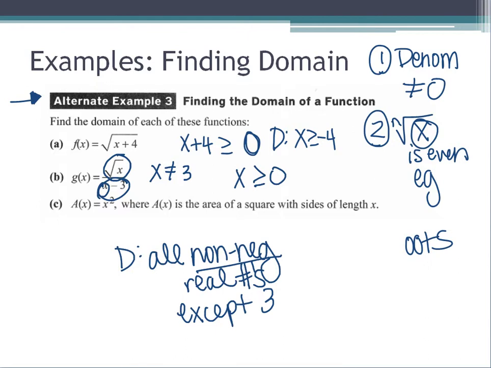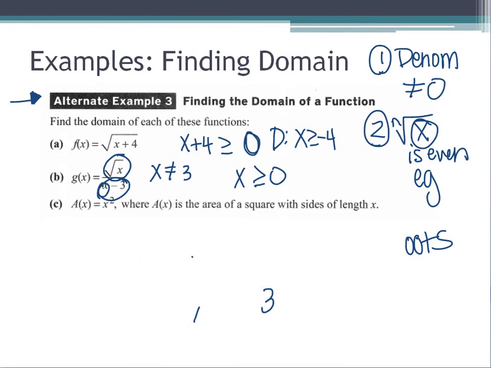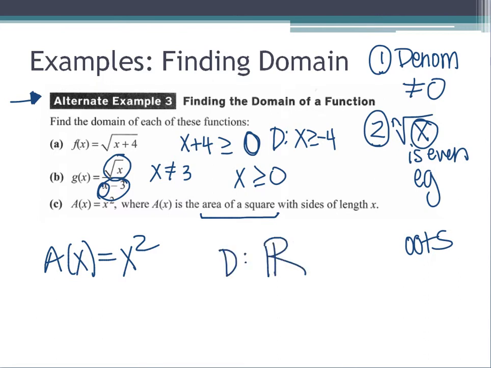All right, let's look at C. C, you'll notice, has a little bit more text to it because it's a formula almost. It says A of x is equal to x squared, where A of x is the area of a square with sides length x. So we're talking about area. This is a model. Now in general, if I just gave you this and I didn't tell you any of this area stuff, your domain would be everything. There's nothing you cannot square. Everything in there, fine, no problem.